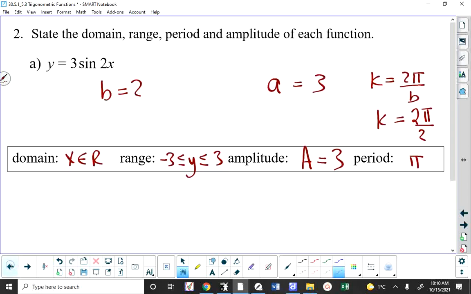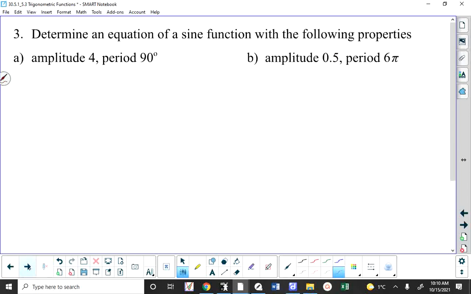Didn't I just do that? Oh, I must have erased it. What's a sine function with an amplitude of 4 and a period of 90 degrees? So if the amplitude is 4, a is 4, that works, right?